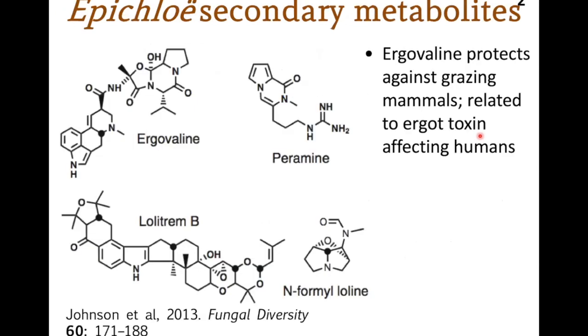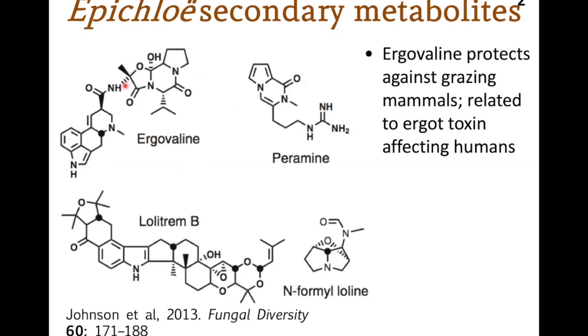And in this next slide, I'm showing some examples of some secondary metabolites from the epichloi endophytes. You do not need to know these structures, they're just there for illustration. But if we start in the top left, this is ergovaline. And ergovaline is a compound that protects against grazing mammals. And it's actually related to a toxin that you may have heard of called the ergot toxin that affects humans.